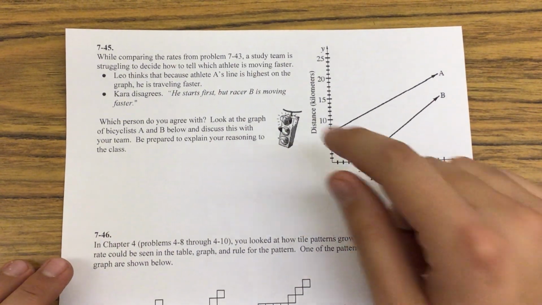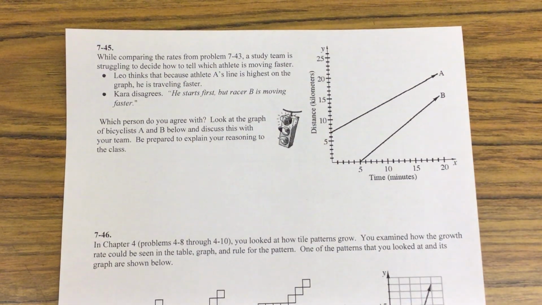7-45. While comparing the rates from the problem before, a study team is struggling to decide how to tell which athlete is moving faster. Well, we know the answer to that. The steeper the line, right? So Leo thinks that because athlete A's line is the highest on the graph, he is traveling faster. Well, we already talked about this. Just because he's at the highest doesn't mean that he's the fastest, right?